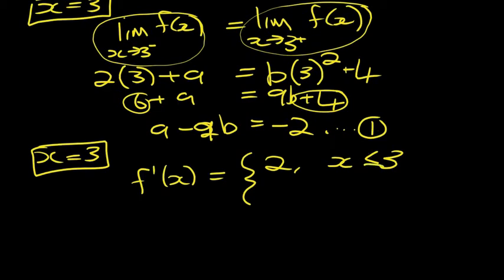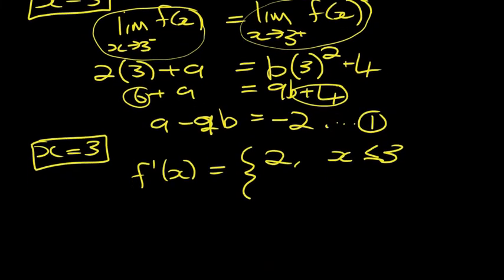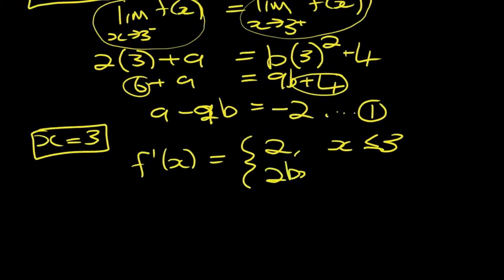Now let's look at the next piece of this function, bx squared plus 4. If you differentiate bx squared plus 4, you put the 2 at the front, so it's 2bx, and you subtract 1 from the exponent, so it's x to the power 1. The 4 will fall away, so your answer is 2bx, where x is greater than 3.